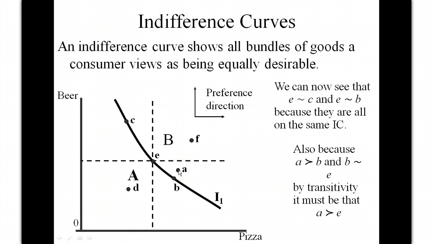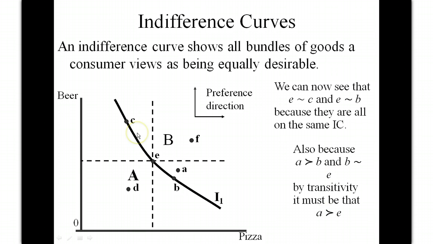So we can see good A. How can we make a comparison between A and E? Well, we know that A is better than B by our more is better principle. A has more of both goods than B. It's further up to the right. We know that B is equal to E. So if we compare A to E, A is better, simply by using the transitivity assumption. So we have A is better than B. It has more of both goods. We know that B is the same as E. So therefore A is better than E.